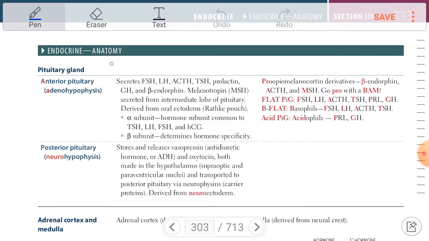Then endocrine anatomy. You have the pituitary gland, with the anterior pituitary and the posterior pituitary. The anterior pituitary is called the adenohypophysis. So A with A: anterior pituitary with adenohypophysis. The posterior pituitary is the neurohypophysis. Why is it neuro? You can see it's derived from what? Neuroectoderm.